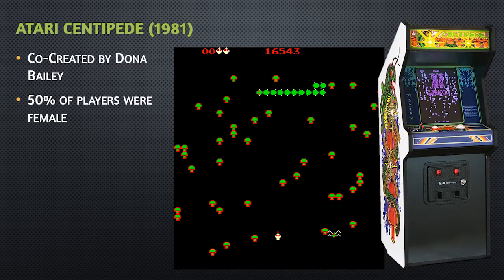Okay, this next one, Atari Centipede, came out also in '81, and it was co-created by a woman. That's the first arcade machine co-created by a woman. And it turned out 50% of the players were women on Centipede. She designed it saying, I don't like bugs, so I don't care about fighting aliens, but I like killing bugs, right? So that's why the theme is killing bugs, shooting spiders and centipedes and just icky things like that. And so this thing really took off.